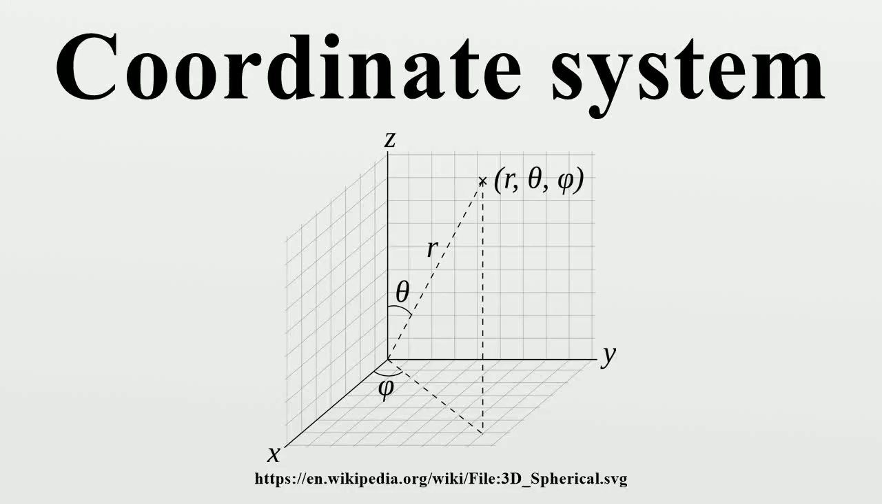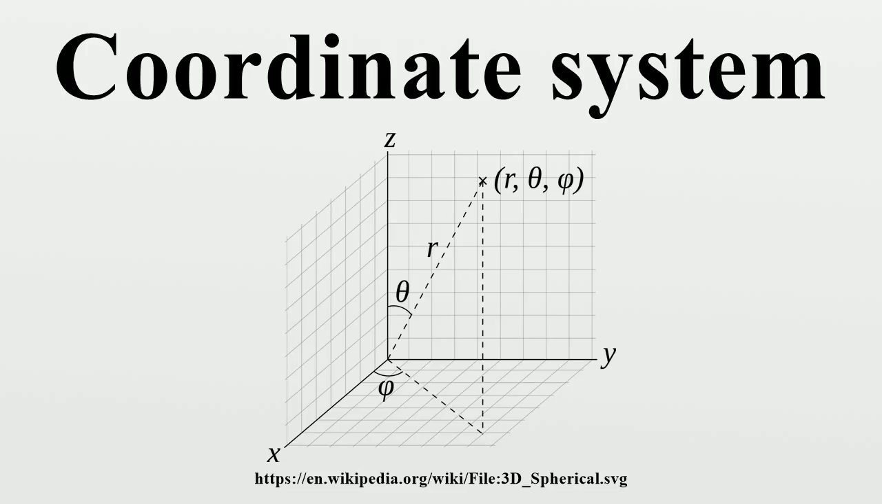In geometry, a coordinate system is a system which uses one or more numbers, or coordinates, to uniquely determine the position of a point or other geometric element on a manifold such as Euclidean space. The order of the coordinates is significant and they are sometimes identified by their position in an ordered tuple, and sometimes by a letter, as in the x-coordinate.